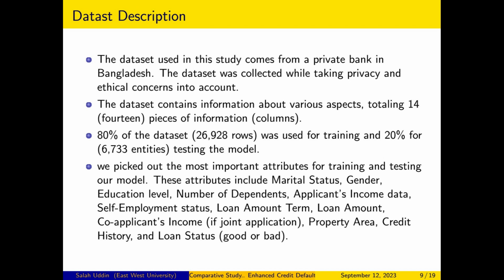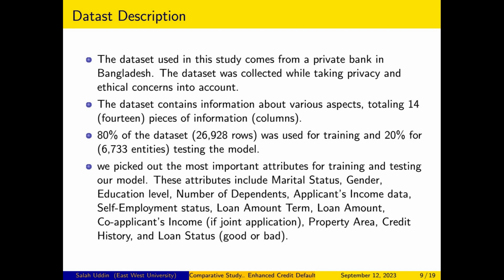The dataset used in this study comes from a private bank in Bangladesh. The dataset was collected while taking privacy and ethical concerns into account. The dataset contains information about various aspects, totaling 14 pieces of information. 80% of the dataset was used for training and 20% for testing the model. We picked out the most important attributes for training and testing our model.